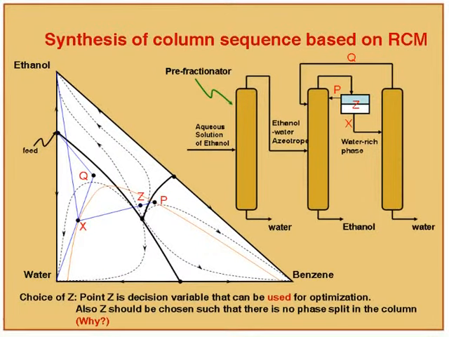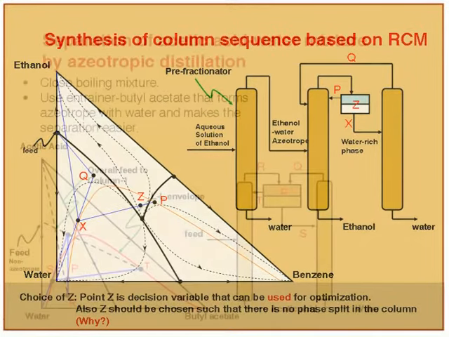I am exploiting the phase split, but not allowing that to happen inside a column, right. That's a suggestion, okay. See, Z should be chosen such that there is no phase split inside the column. Why? Because it is difficult to operate and control a column with phase splitting taking place on stages, okay, right. You have some practical issues as well.